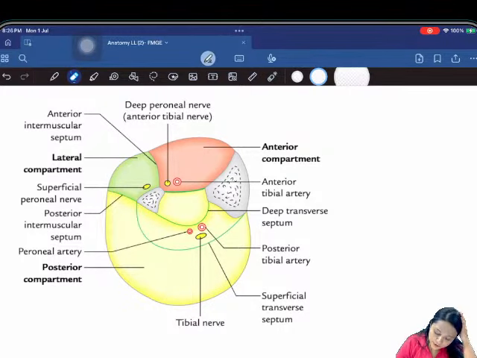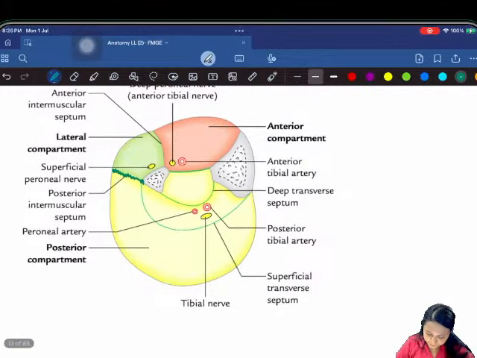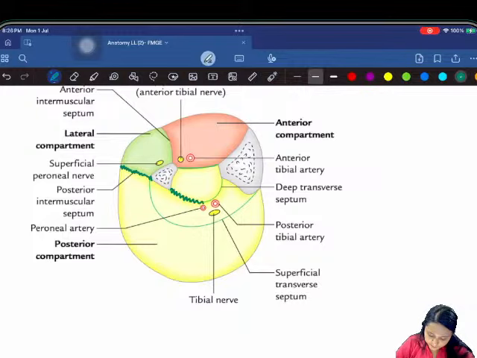Now just imagine this is a cross section taken at the level of the leg. You have certain intermuscular septa which divide the entire leg into compartments. Here you can see the posterior intermuscular septum. Then you have a deep transverse septum and a superficial transverse septum. Then you also have the interosseous membrane here.